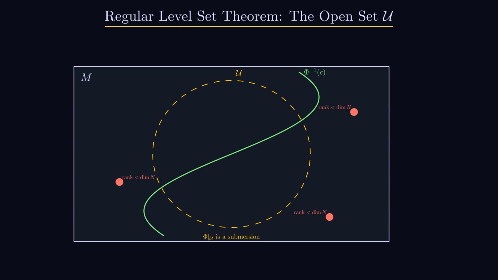The open set U is defined as the set of all points in M where d phi has rank equal to the dimension of N. Because rank is lower semi-continuous, the rank of a matrix cannot drop below its value at a given point on any open neighborhood of that point. U is open. Since every point of phi inverse of C is regular, the level set is contained in U. The restriction of phi to U is a smooth submersion. At every point of U, the differential is surjective by definition of U. The critical points shown in red lie outside U.